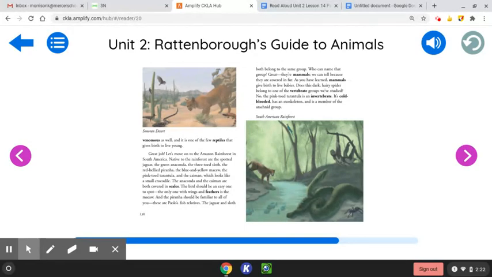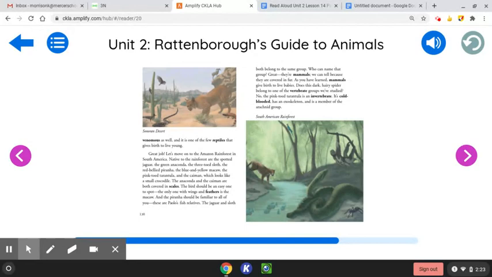The anaconda and the caiman are both covered in scales. The bird should be an easy one to spot. The only one with wings and feathers is the macaw. And the piranha should be familiar to all of you. These are Pablo's fish relatives. The jaguar and sloth both belong to the same group. Who can name that group? Great, they're mammals. We can tell because they're covered in fur. As you have learned, mammals give birth to live babies.